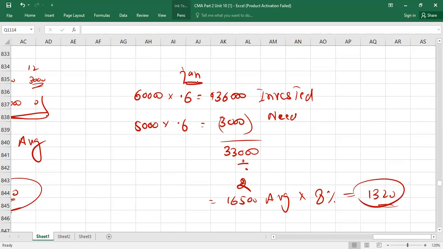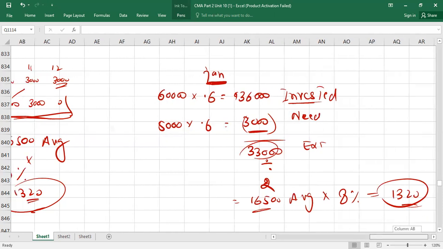Shortcut way is what? Focus on the first month. See what the actual value you have invested. See what was the need, deduct. Get the extra investment. This 33,000 is extra investment. Divide with the 2, you will get the average. Multiply with the 8%, you will get the opportunity cost. Understood? This is the shortcut way.